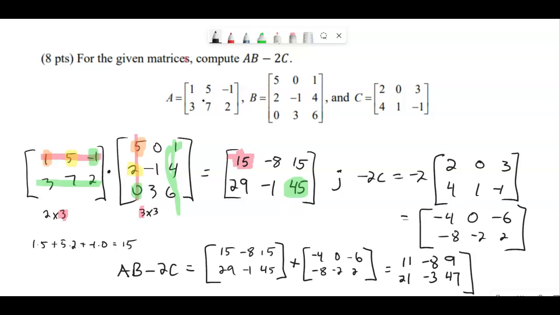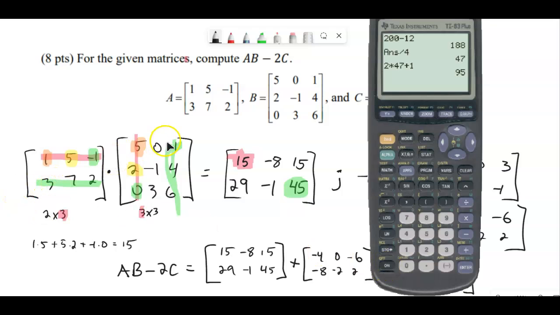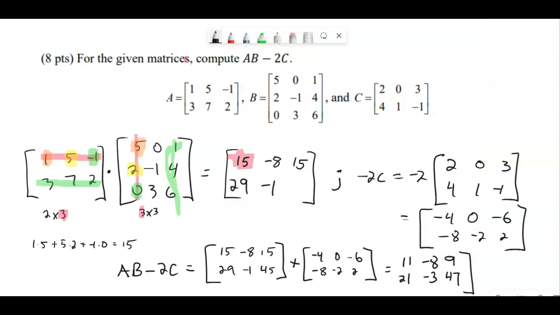Hold on. I think I messed something up. Let me check this last problem, this 45. Three times 1 is 3. Plus 7 times 4 is 28. Plus 2 times 6 is 12. I didn't do that, right? Did I? That's what I thought. Something seemed off. Glad I caught it. This was 43. It's not much of a change, but it does change our answer to this.